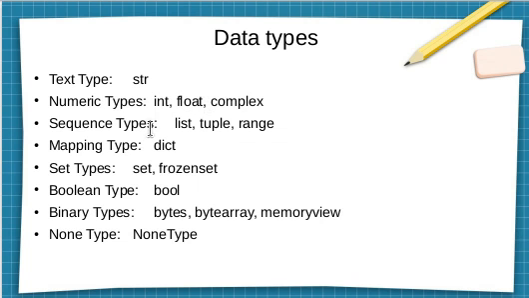Sequence data types, meaning array types, are list, tuple and range. The mapping data type is dictionary, where key and value are mapped. For each key there will be a value. Set data types are types where we cannot change the value of the variable of the list. These are called sets. So set types are set and frozenset. The Boolean type is bool. Binary types are bytes, bytearray, and memoryview, and the none data type is NoneType.